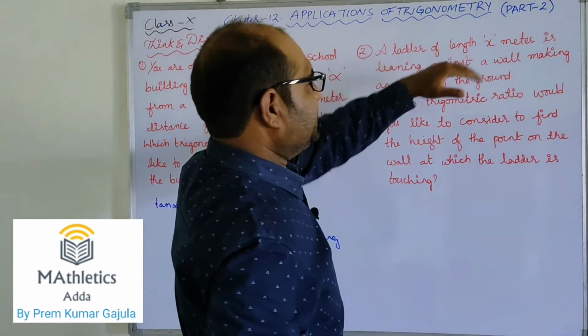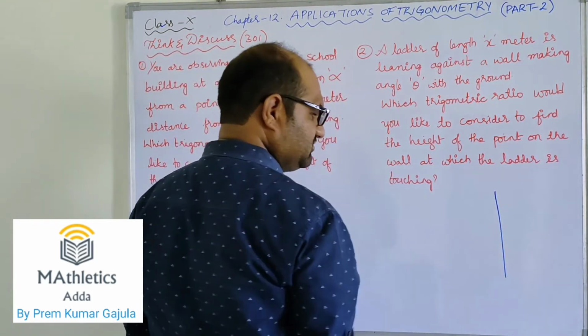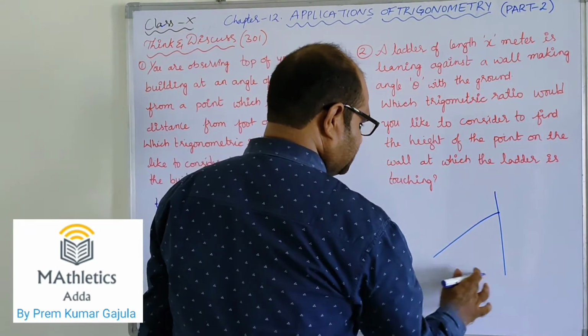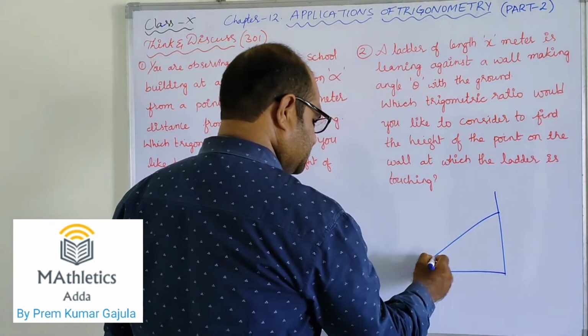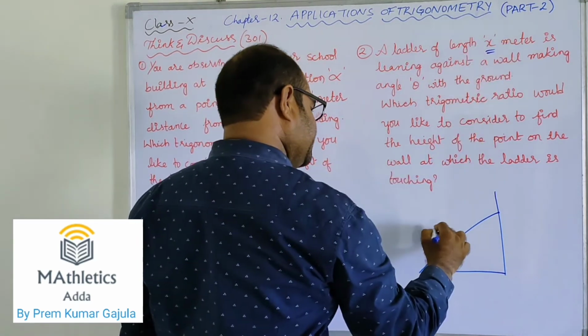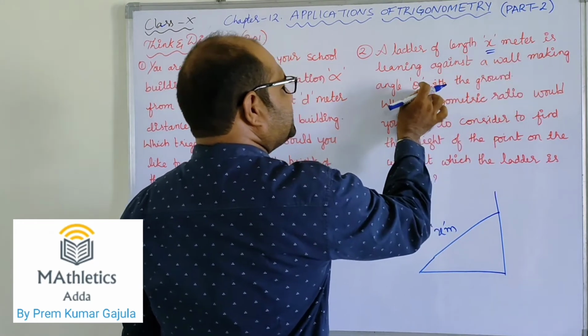A ladder of length x meter is leaning against a wall. So now let us take, this is the wall and the ladder is leaning against it. And this is the ground, okay? This is the ladder. And what is given? Ladder length is x meter, making an angle theta with the ground.